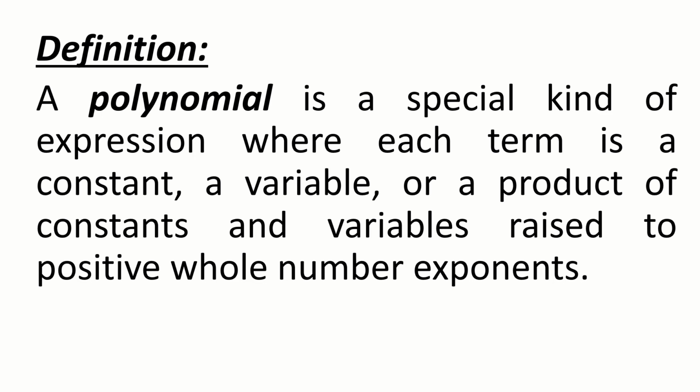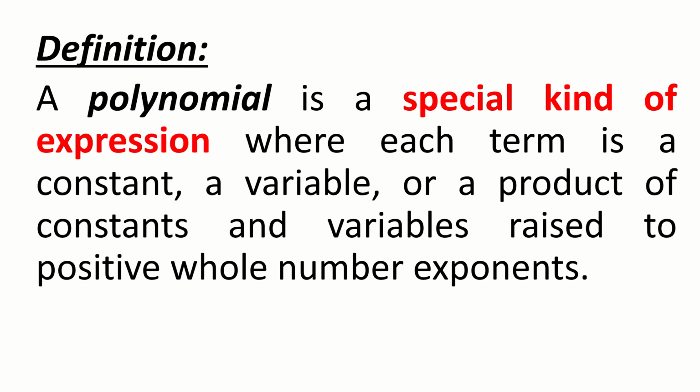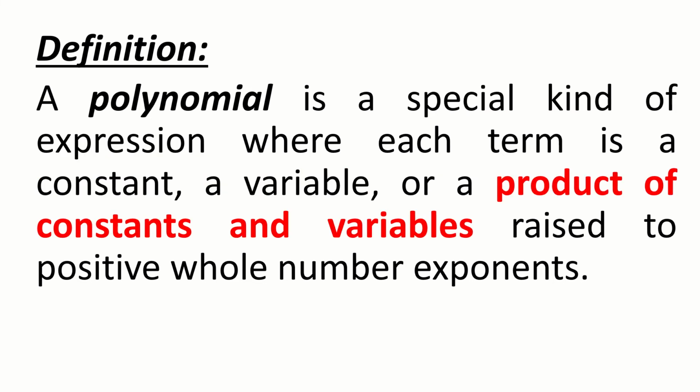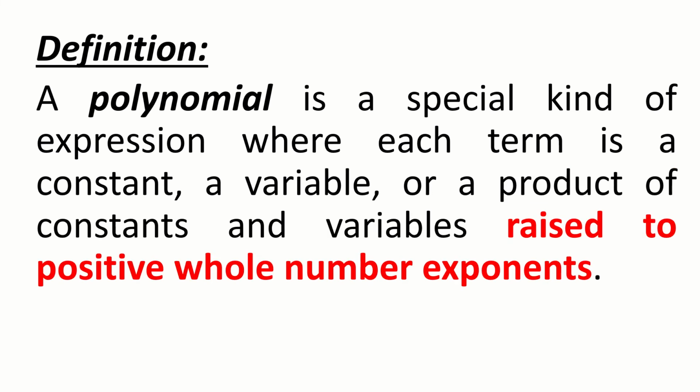Still, each term has a constant, has a variable, and perhaps it can just be a product of a constant and a variable. So meaning just one term. But the variables should be raised to positive whole number exponents. So how will we make things easy? So remember, it's an algebraic expression all the time. But not all of the algebraic expressions are polynomials. But all polynomials are algebraic expressions. So take note, still it has a constant, a variable, and a product of constants and variables, but it has to be raised to positive whole number exponents.